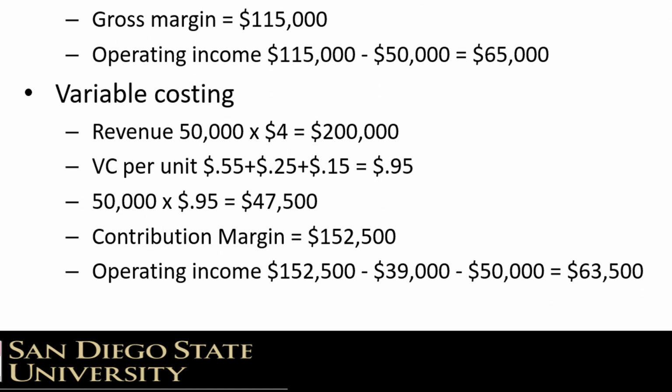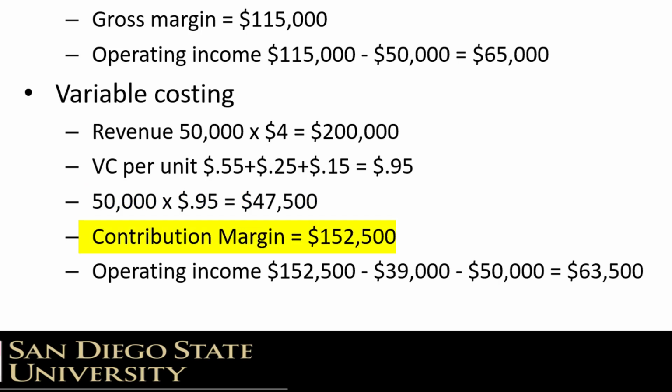Okay, let's do the same thing under the contribution system or variable costing. So revenue's the same, 50,000 units times $4. But in this case, remember, we are dividing between fixed cost per unit and variable cost per unit. So we don't worry about any fixed costs to get to contribution margin. So we add up the same variable costs, except we exclude the fixed costs, so it's only 95 cents. So that means our total variable cost is 50,000 times 95 cents, or $47,500.